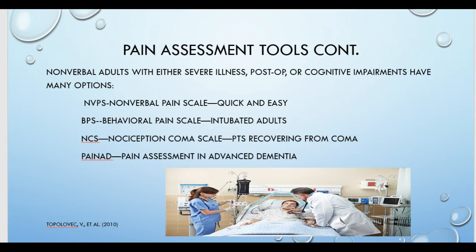Also, the Behavioral Pain Scale, primarily for intubated adults, gives you some information to assess regarding the patient's facial expressions, any movements of the upper limbs, and their status with the mechanical ventilation. And an important scale to use for patients recovering from coma is this NCS, the Nociception Coma Scale.